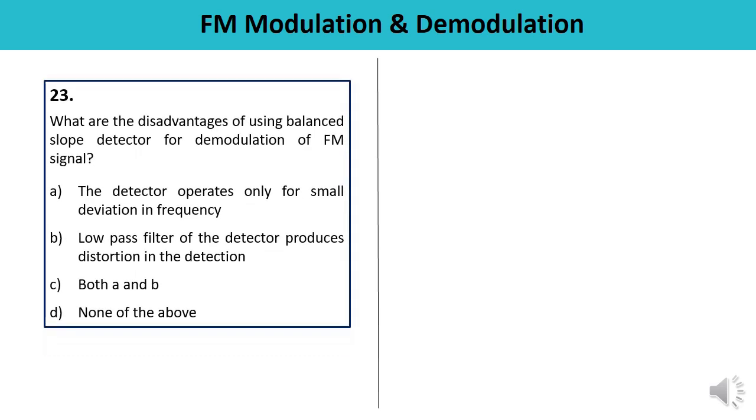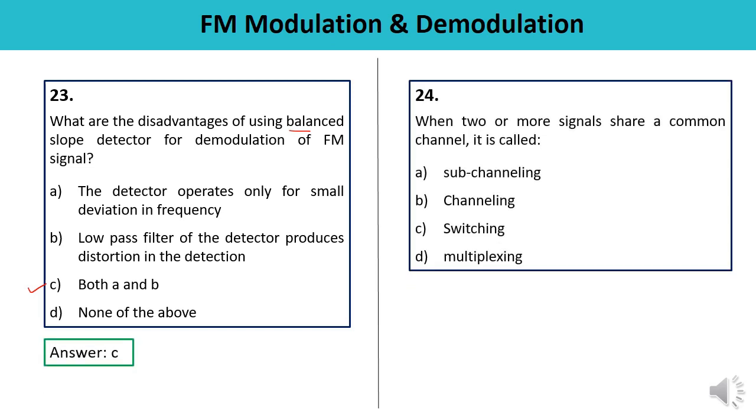What are the disadvantages of using balanced loop detector for demodulation of FM signal? Detector operates only for small deviation in the frequency. Low pass filter of detector produces distortion in the signal. Both the options are correct, means you have to mark C as a correct one. Question number 24 is, when two or more signals share a common channel, it is known as multiplexing. Combining various signals onto a common channel is known as multiplexing, means D is a correct answer.